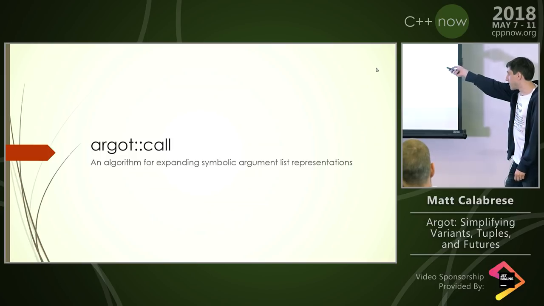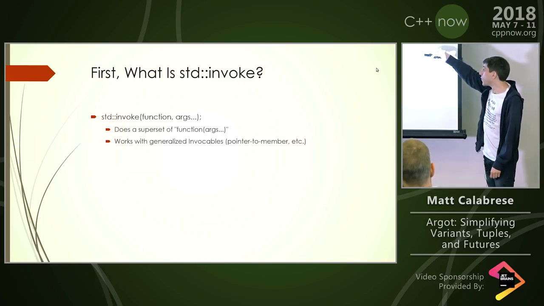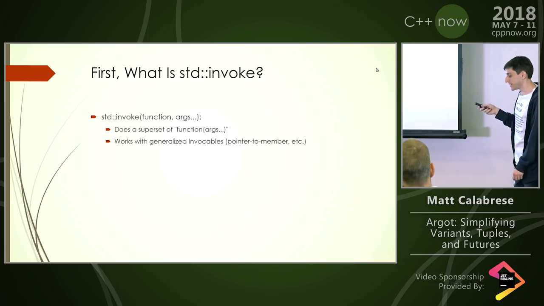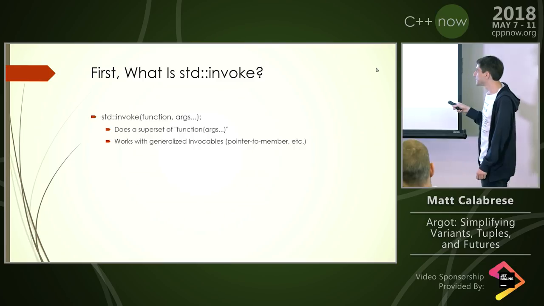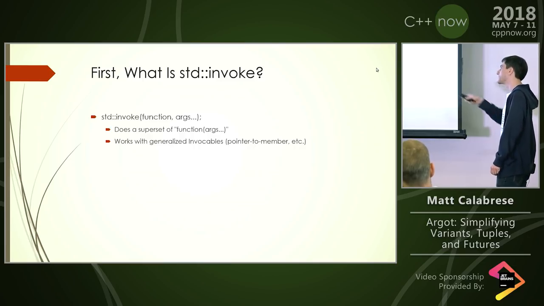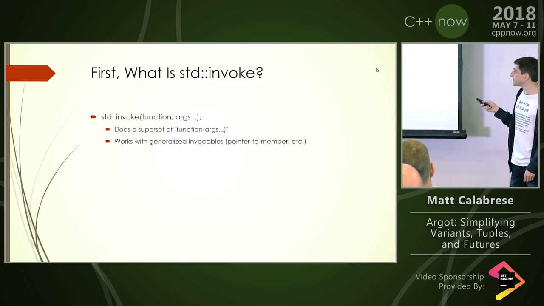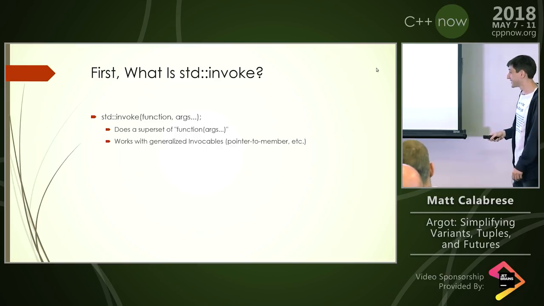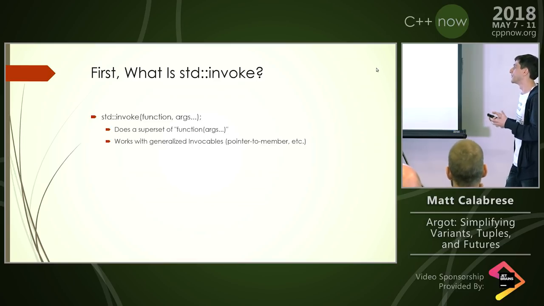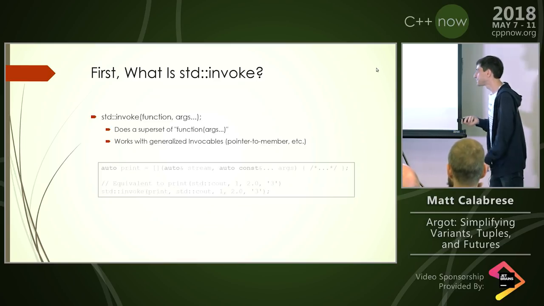But before I talk about exactly how Argot works, I'm going to talk about what std::invoke is. std::invoke is basically the dumbest higher-order function you could think of. It takes a function object and a series of arguments, and it basically does the same thing as just calling the function with those arguments. It does a little bit more than that. It's capable of taking pointers to members and pointers to member functions and treating those as though they were function objects, so there's a little bit of special casing there. But at a high level, it really is, in some sense, the dumbest higher-order function. It just says, call this function.